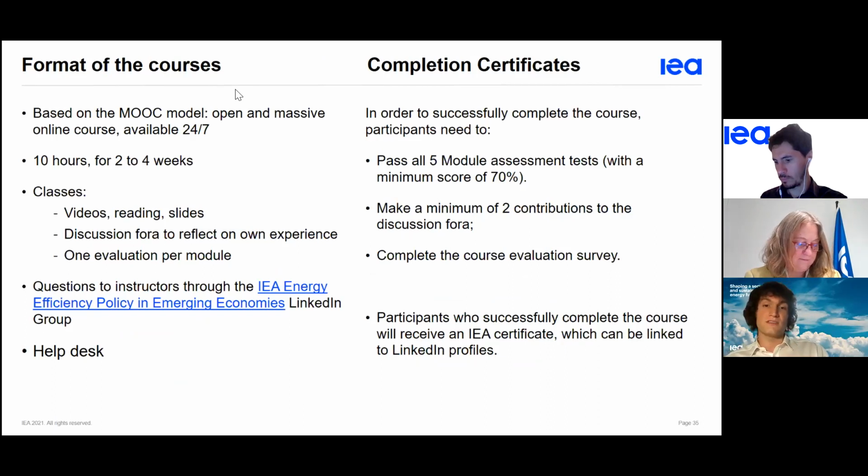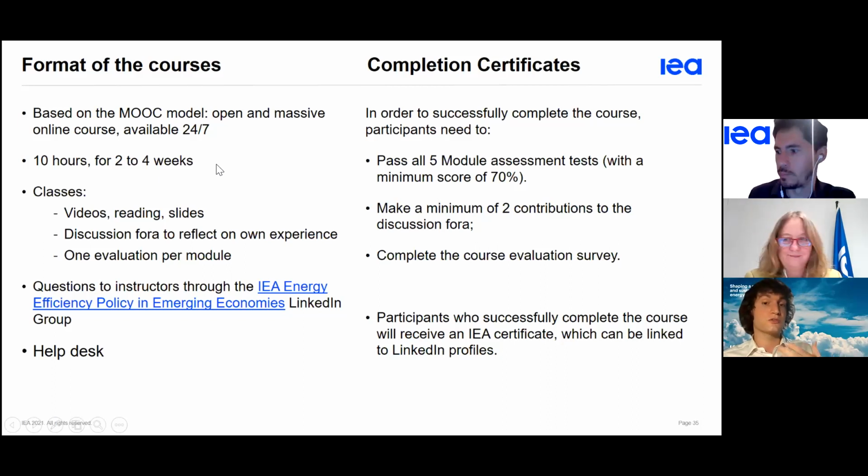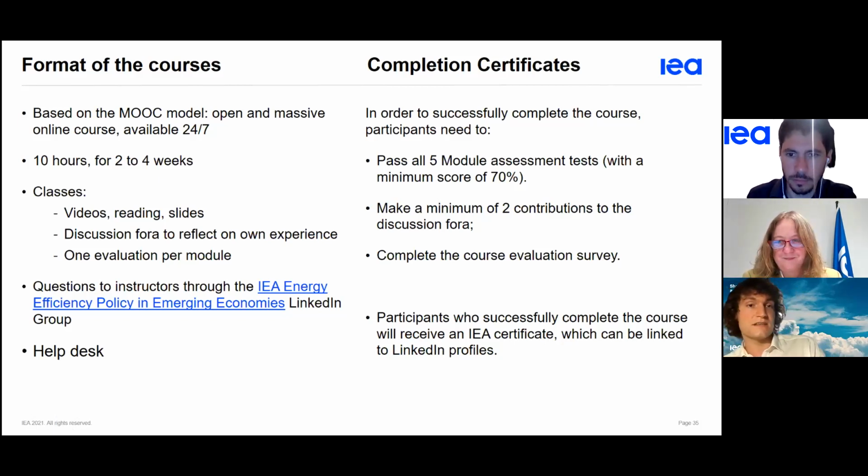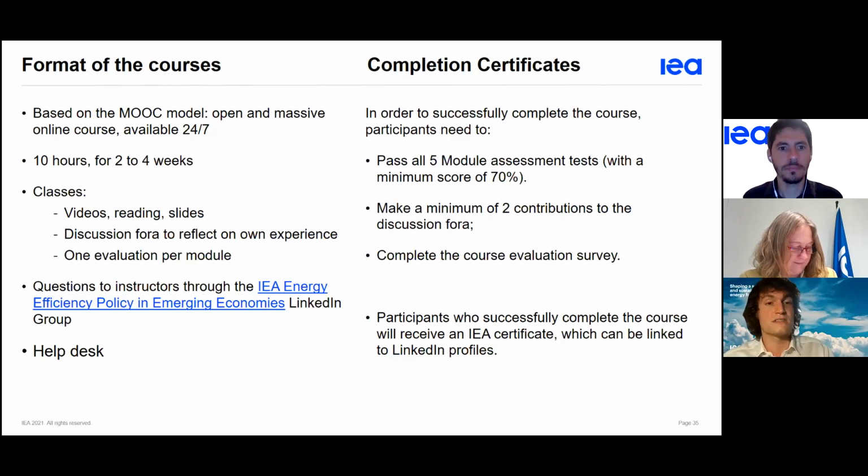What's very important is that there's also the IEA Energy Efficiency Policy in Emerging Economies LinkedIn group. This group, which you can join when doing this course, can be used for you to ask questions to instructors. And this is also an opportunity for you to join a community of IEA alumni. All the people who've taken IEA trainings in the past, who've done the course, many of them are joining this LinkedIn group, and we use it to announce some webinars, to get your input on some specific pieces of research we're working on. And this is an opportunity for you to ask questions live while you're taking this course.